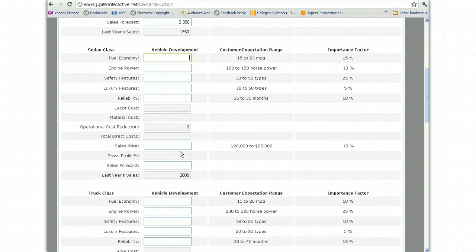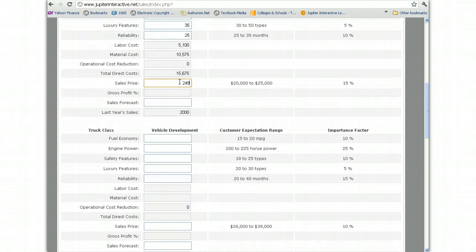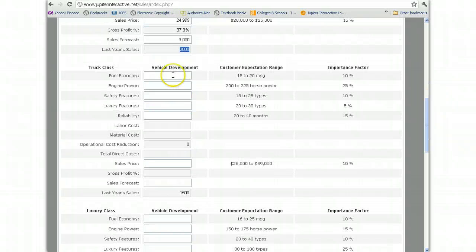And now I just repeat this process for the other car types, and each car type has a different level of importance factors. You can see the safety features are what's most important to the family sedan. And I'm going to price my car. Let's see. And horsepower seems pretty important for trucks, so I'm going to give them some good horsepower.